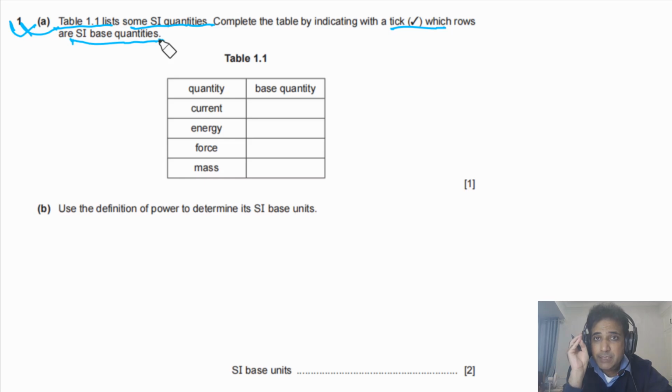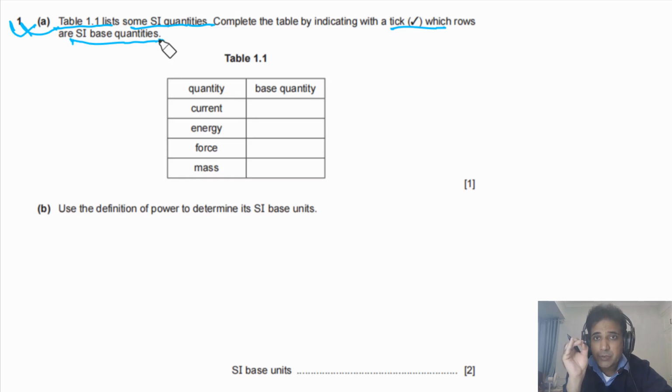First of all, time is an SI base quantity and its unit is second. Length is an SI base quantity and its SI unit is meter. Mass is an SI base quantity and its SI unit is kilogram. Current is an SI base quantity and its unit is ampere.